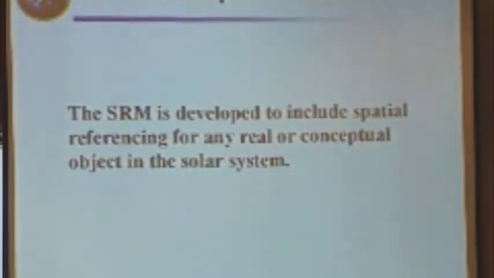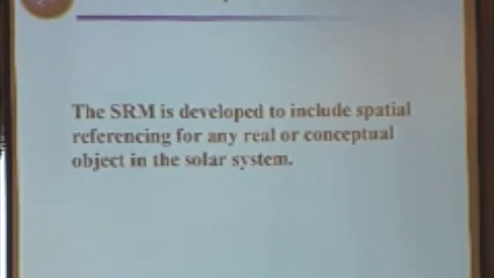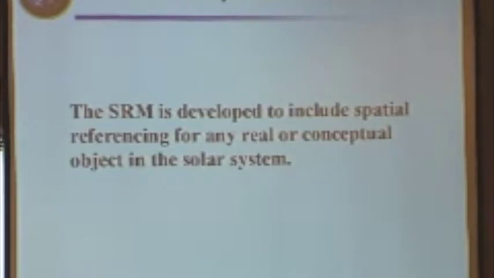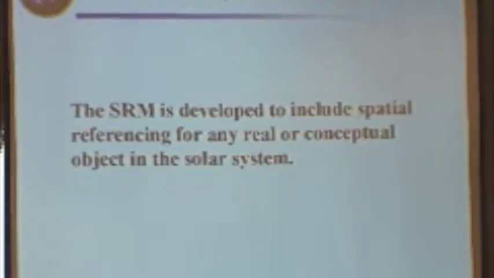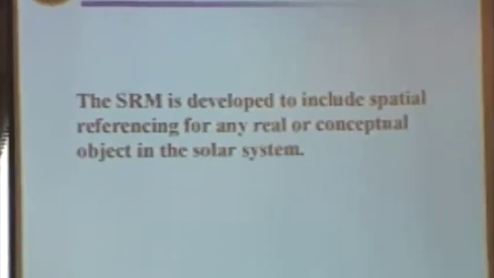The scope of the SRM is the entire solar system. So we're going to consider any real or conceptual object in the solar system. You're going to see some interesting terms. Instead of terms like geodetic, you're going to see celestiodetic. We're kind of reserving the word geo to mean the Earth, and celestio to mean something else, because there's lots of planets out there that are ellipsoidal in shape.